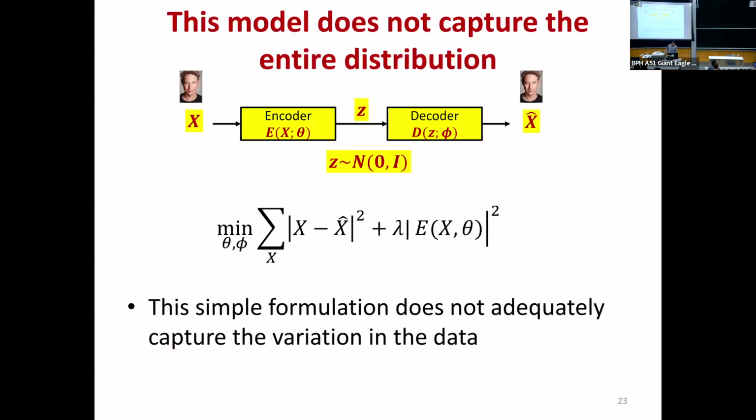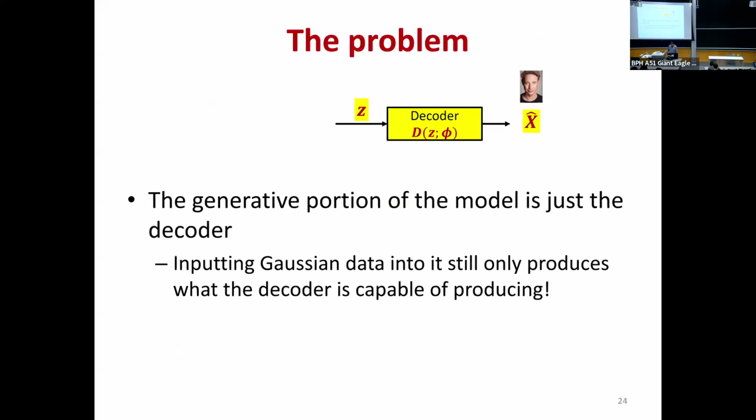But then we're not done. This model does not capture the entire distribution. It doesn't capture all of the variation in the data. Why so? Here, the generative portion of the model is just the decoder. Once you train the model, you can throw away the encoder. Then you can just draw Z's from a standard Gaussian and feed it to the decoder, and you expect to see authentic samples come out of the decoder.